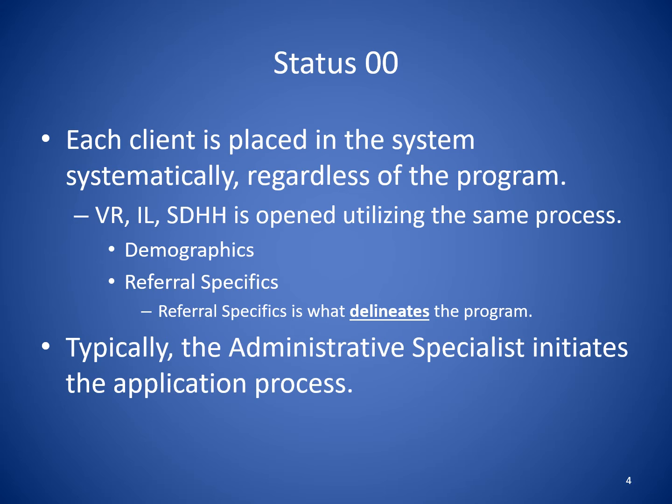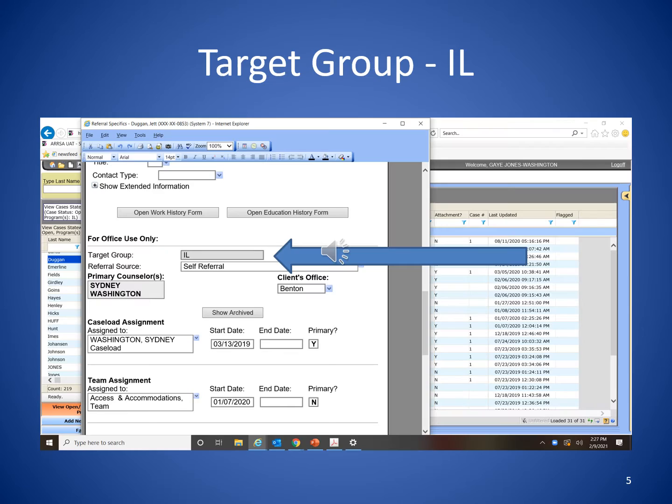On the next page, you'll see a screenshot of what the target group should be for independent living. You'll notice the target group pictured here is independent living services. It is how we will indicate who we are planning to serve, and this will provide the necessary forms once it is in the appropriate target group.